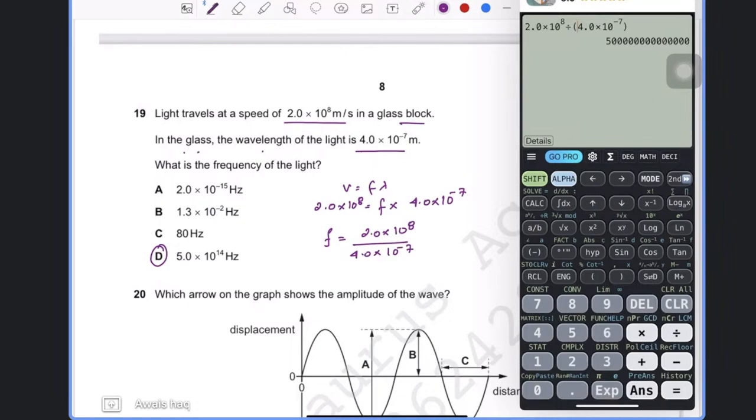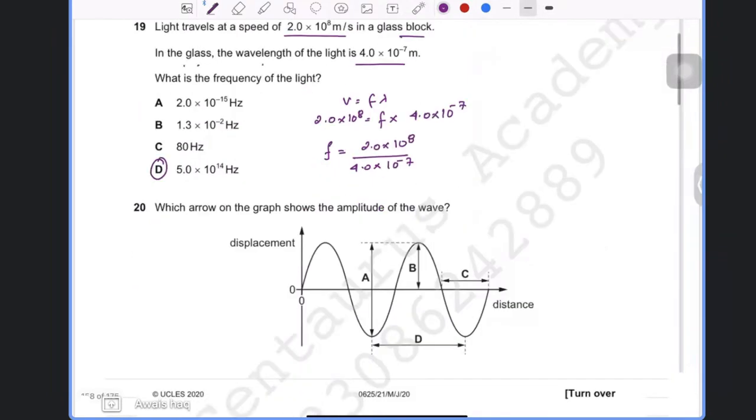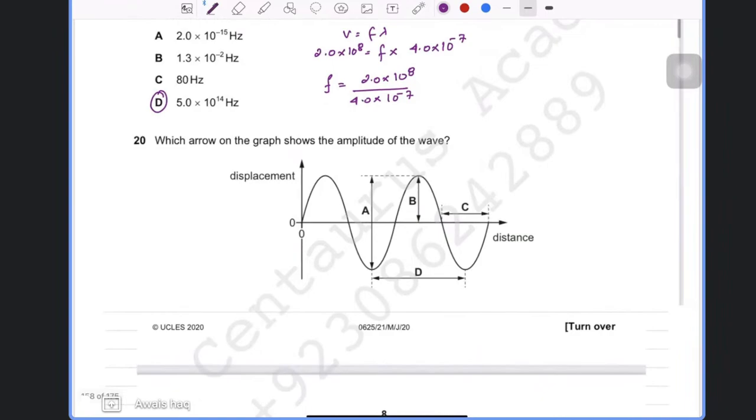Now, the next question says, which arrow gives the amplitude? Can somebody please tell me what you get? B. Yeah. Pretty easy, right? It's B. Very nice.